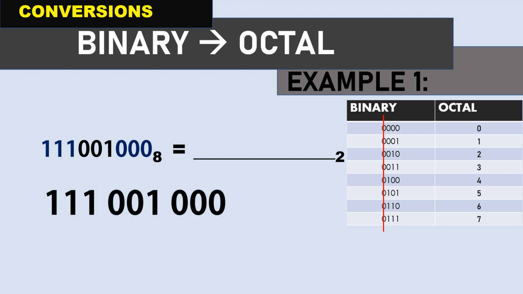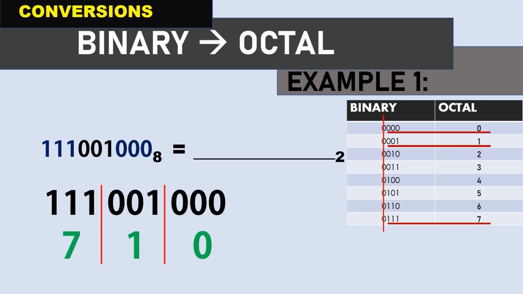Okay, so this is the given: 111 001 000. So group it by 3. Obtain the equivalent for 000, which is equal to 0, while 001 is equal to 1. Then the 111, if you look at the table, is 7. By the way, the answer for that is 710. So let's have another example.